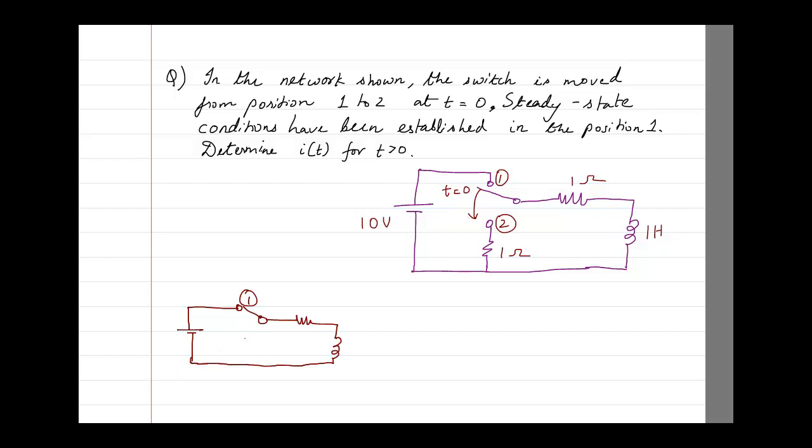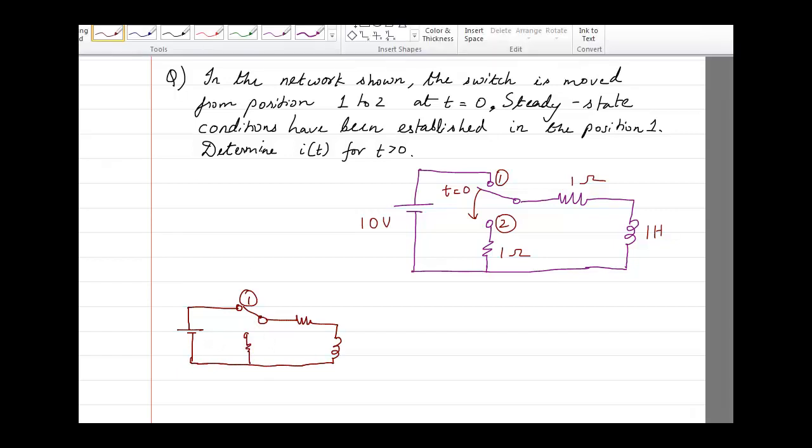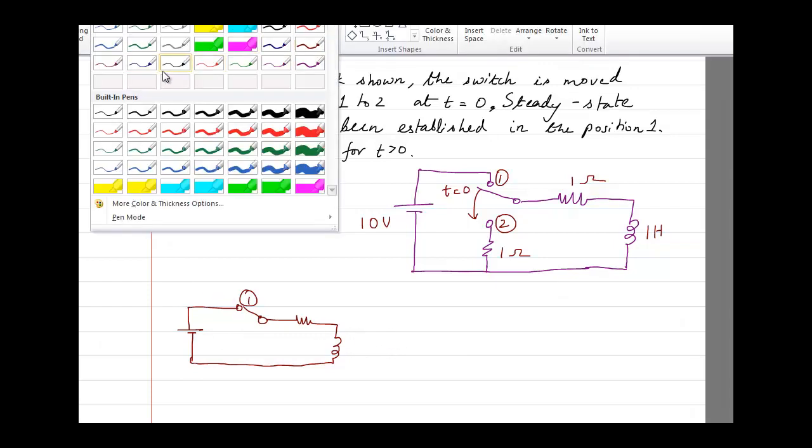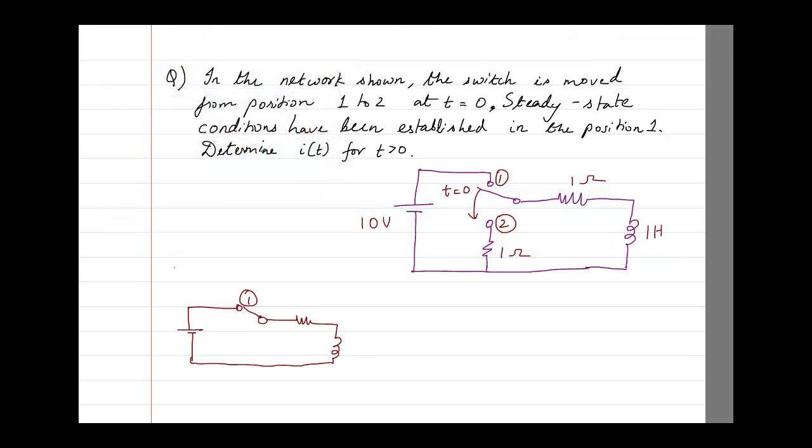Now why did I not draw this one? Because it is not connected. For connecting into a system, it has to be a closed loop. So only this is the closed loop, the other loop is open. So this is how the circuit looks before t = 0.